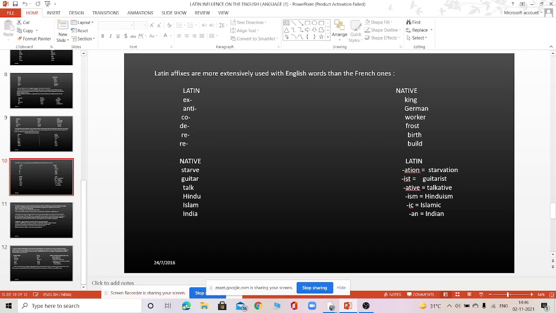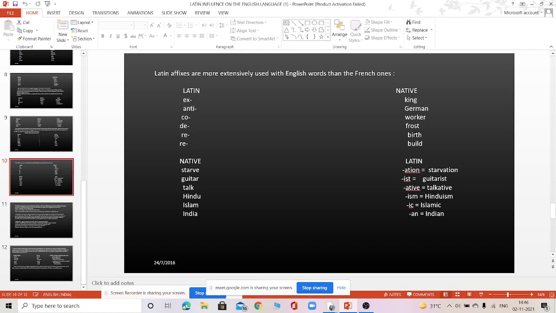Anti-German. Anti means against in Latin. So anti-German is someone who is against Germans. Co plus worker, co-worker, so your colleague. Co means together. De plus frost, defrost. De means without in Latin, this particular affix.